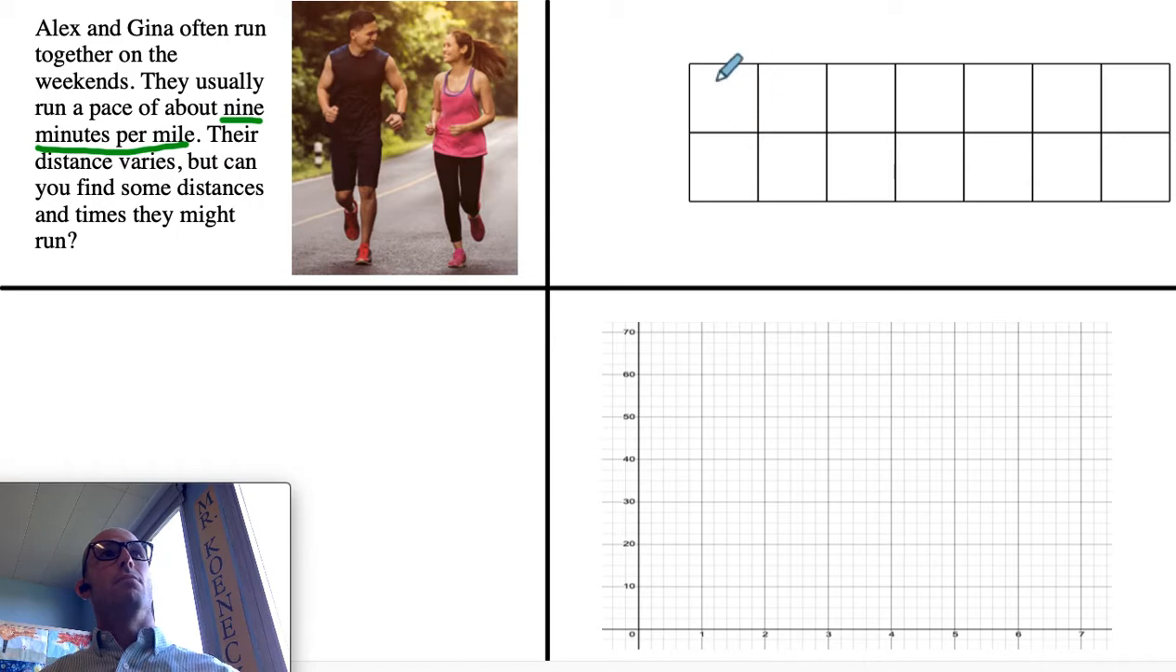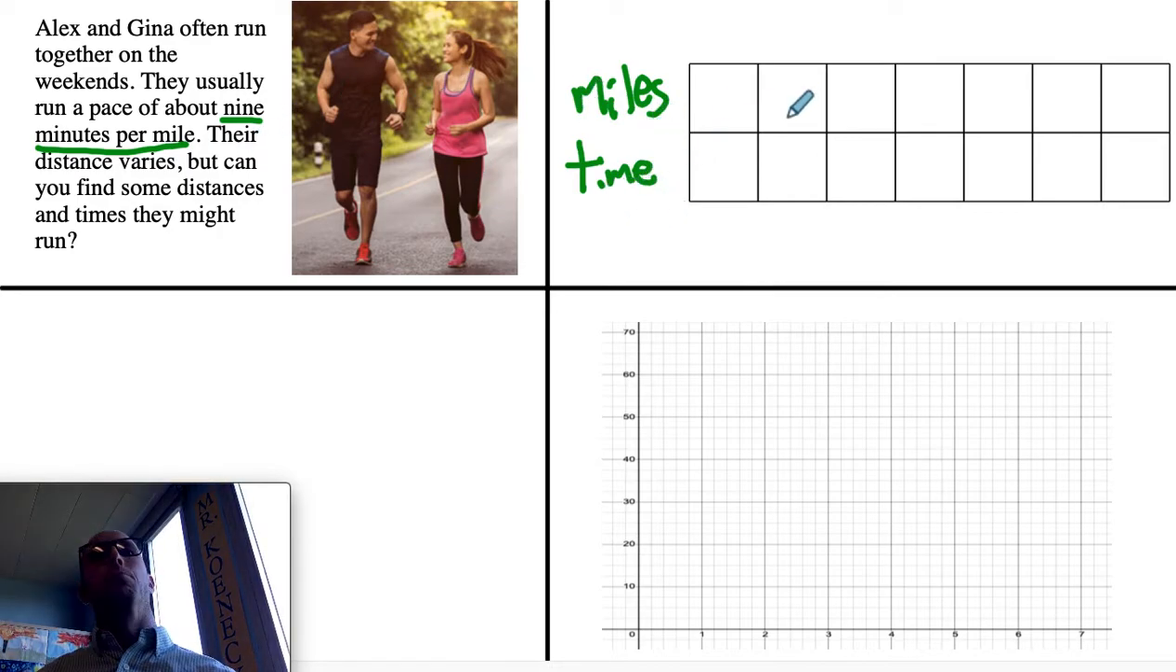Let's start building the table. And we'll say that miles is maybe our input, and then time could be our output, because the amount of time it takes depends on how many miles they run. So let's say that they don't wake up one morning. They're like, nope, we're not going to run today.